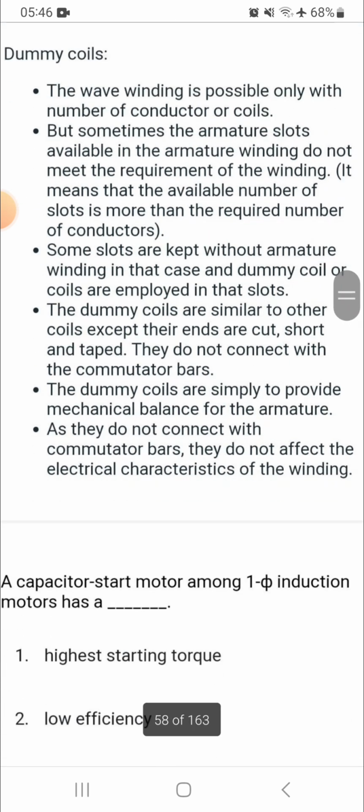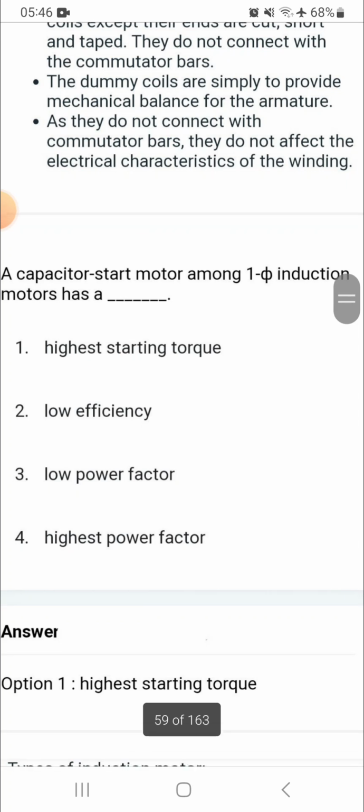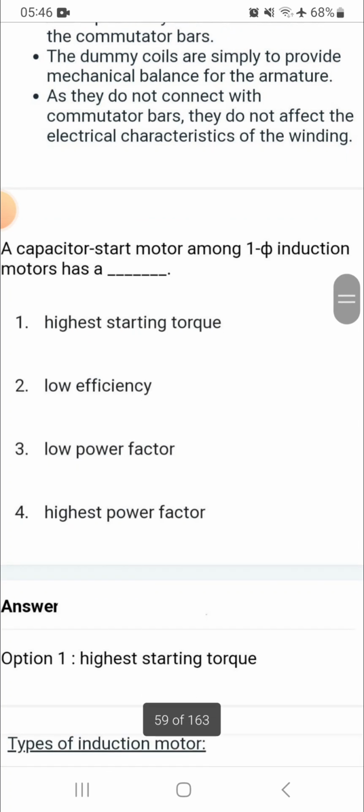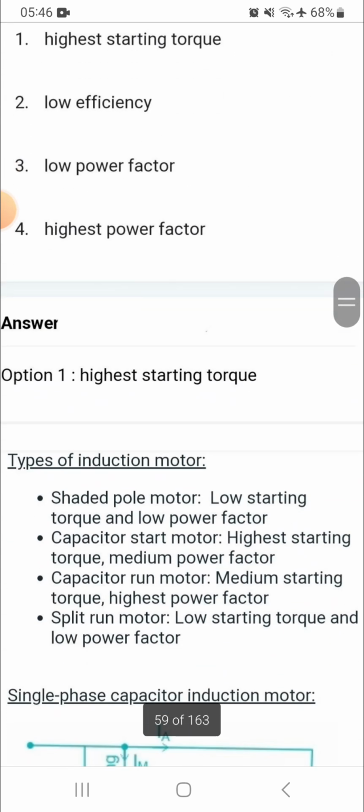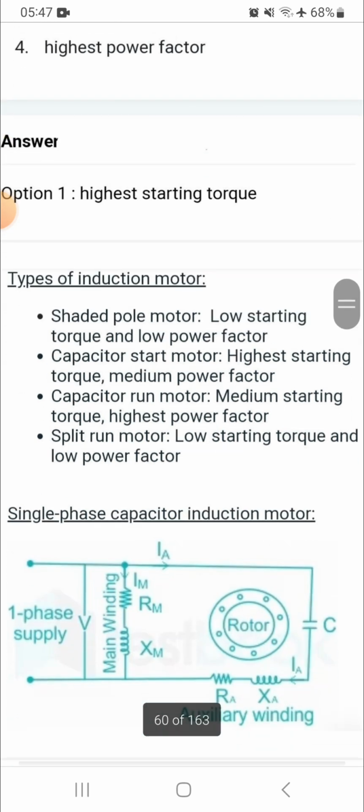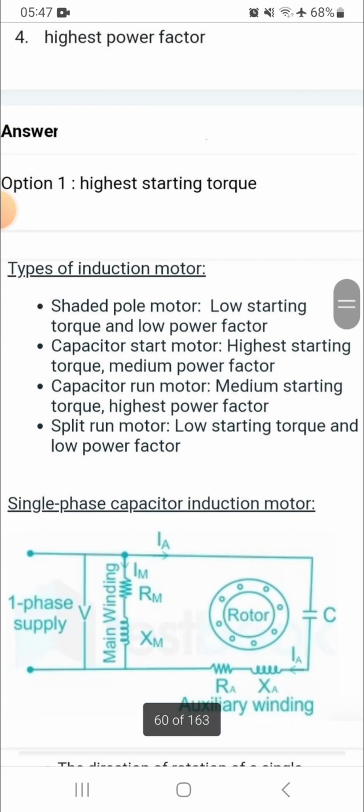Okay. Next, a capacitor start motor among single phase induction motors has a high starting torque, low efficiency, low power factor and the highest power factor. High starting torque, okay. Next one, type of induction motor: shaded pole motor has low starting torque plus low power factor. Capacitor start has high starting torque but medium power factor. Capacitor run motor has medium starting torque, highest power factor, and the split phase motor has low starting torque and low power factor.